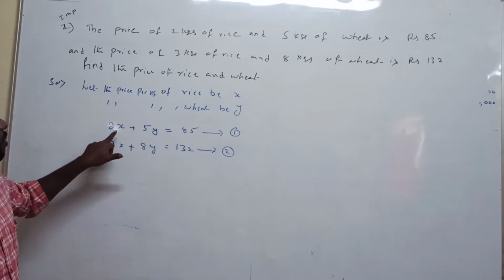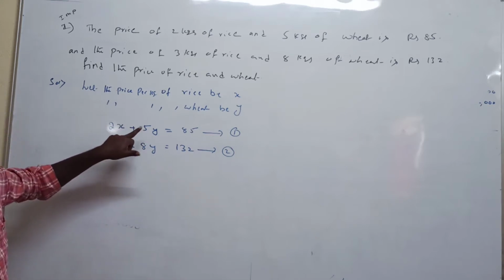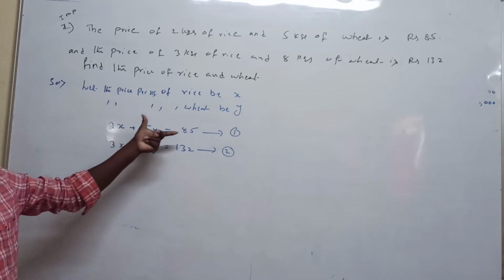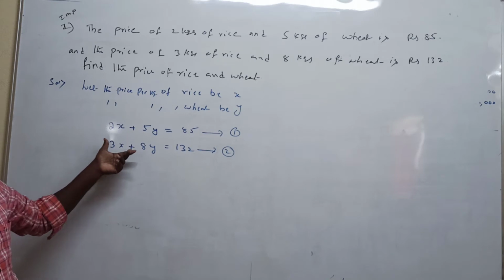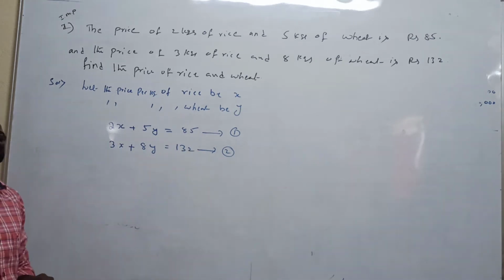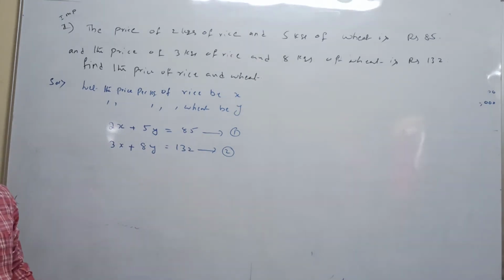So 2 kgs of rice and 5 kgs of wheat, the total amount given is 85. Same like the second one, 3 kgs of rice and 8 kgs of wheat, the total amount given is 132. Here also you can apply any of the 3 methods. I am applying the elimination method.